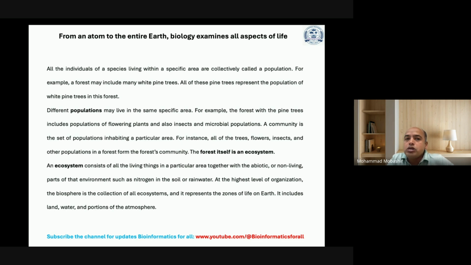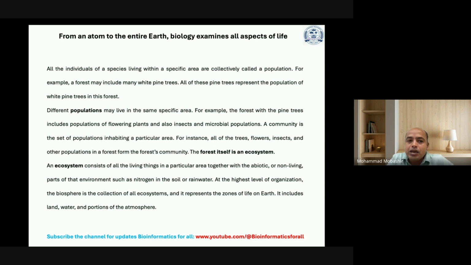All the individuals of a species living within a specific area are collectively called a population. This type of topic comes under ecosystem study. For example, a forest may include many pine trees. All these pine trees represent the population of white pine trees in this forest. Different populations may live in the same specific area. For example, a forest with pine trees includes populations of flowering plants, insects, and microbes.